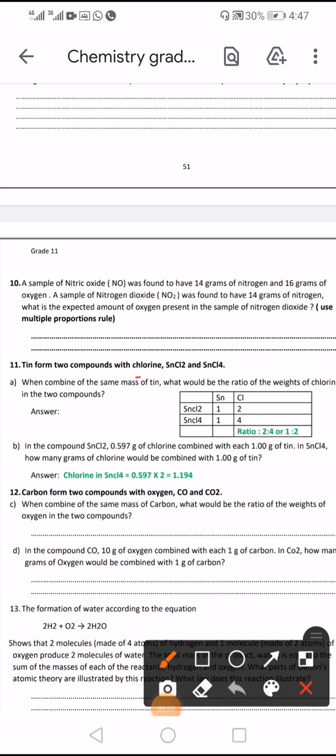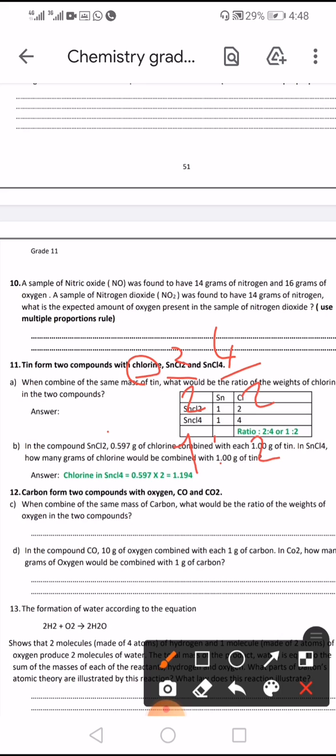Tin forms 2 compounds with chlorine, SnCl2, Sn which is tin, and SnCl4. So we have here 2 compounds. When combined with the same mass of tin, what would be the ratio of the weight of chlorine in the 2 compounds? Here we want to calculate the ratio of chlorine in the 2 compounds. In the first compound we have 2 chlorine, and in the second we have 4. So the ratio here will be 2 to 4, or 1 to 2 when I divide 2 by 2 and divide 4 by 2. So the ratio will be 1 to 2.